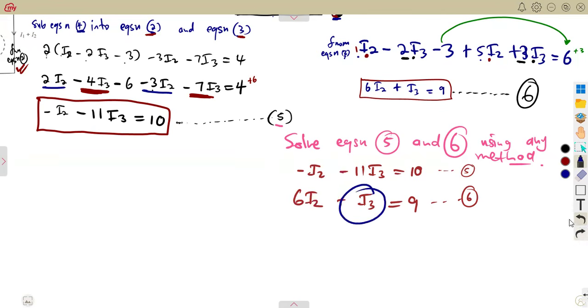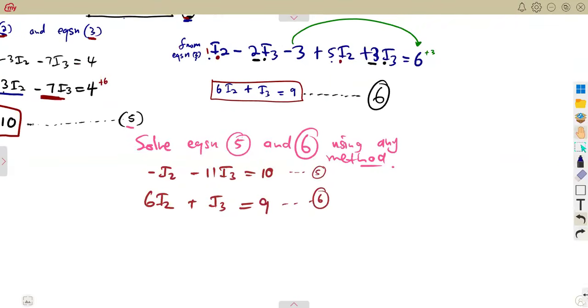It's also easier for us to make I3 the subject. It's up to you. So in this case, I'm going to choose equation 5. From equation 5, I'm going to make I2 the subject. So to make I2 the subject, I'm just going to take it to this side so that it becomes a positive, or I just leave it there as minus I2 as it is, then transpose this 11 this side, so it's going to be a positive 11 I3, then a 10, which was already on this side.